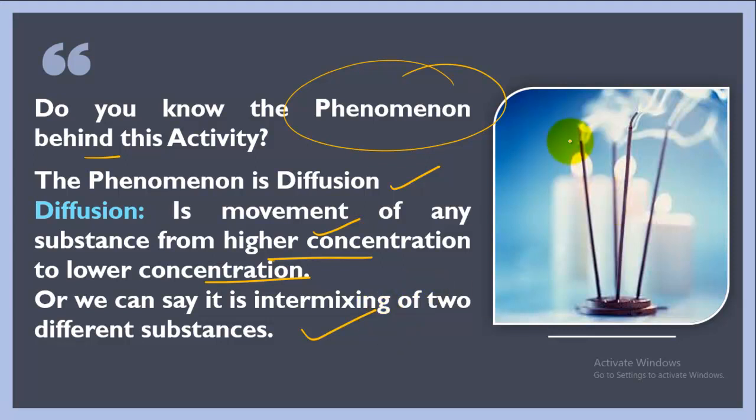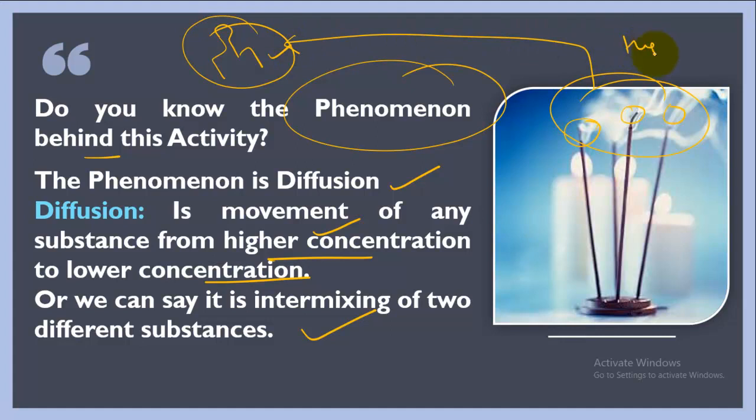Like in this, you know that these are the fumes which are liberated by agarbatti, right? So their concentration is more near the tip of agarbatti. But if somebody is sitting here, the fume particles are not that much present here, right? Or you can say they are almost nil at this place. So what happens, these fume particles start moving to the place where their concentration is lower. So their movement is from the region of their higher concentration to the region where their concentration is low.